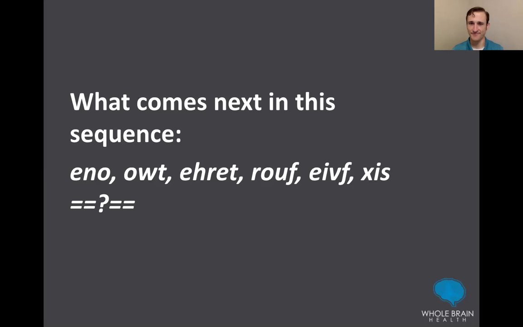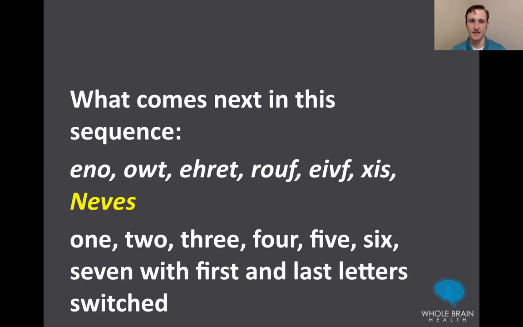Did you figure it out? So let's see the answer. It's Neves. Maybe you said 7, but that's not correct. It is 7 backwards, because the numbers 1 through 6 are all spelled out backwards. So you need to do the last one spelled out backwards as well, which is 7 spelled backwards, Neves. 1, 2, 3, 4, 5, with the first and last letters switched.